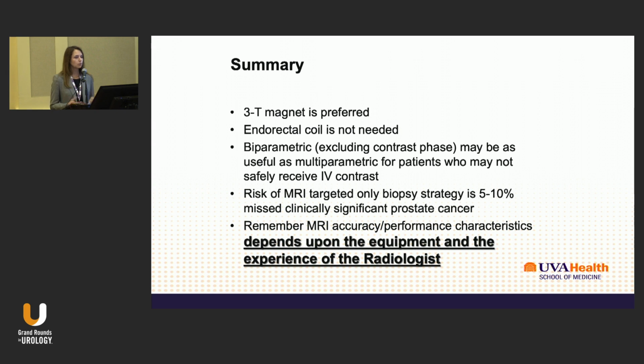I think one takeaway from this really is the risk of MRI targeted only biopsy is 5 to 10%. You will miss clinically significant prostate cancer with only MRI targeted. And then lastly, of course, the MRI accuracy and performance characteristics really depend on the equipment you're using and the experience of the radiologist.